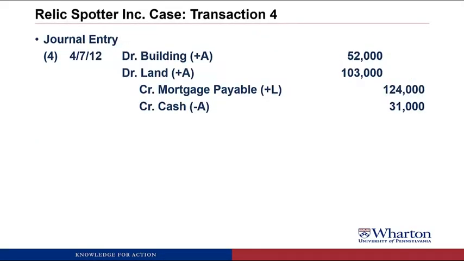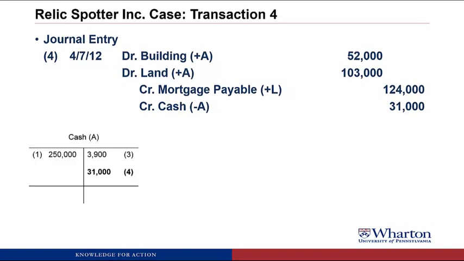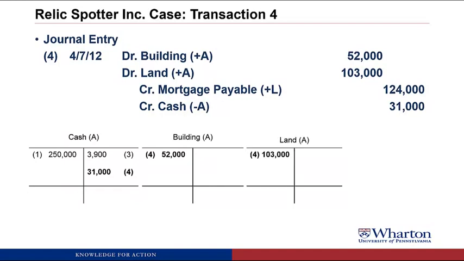We've got a lot of posting to do for this journal entry. We bring back our cash T account and put another credit on the right-hand side. Create T accounts for building and land, and one for mortgage payable.